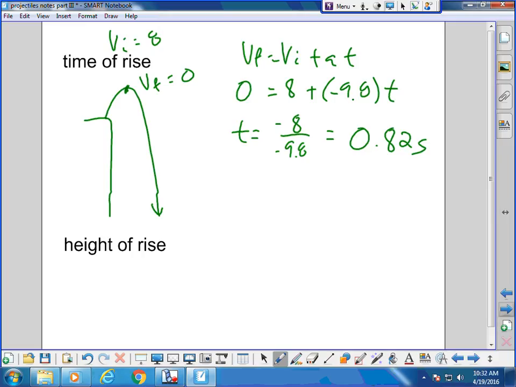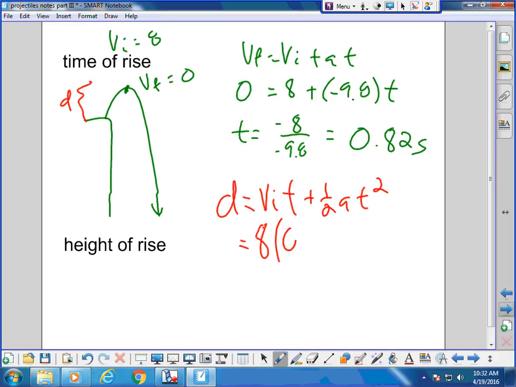Now it's asking for the height of rise. So this D right there, right? Couple ways to do it. You could go VF squared equals VI squared plus 2AD. I prefer, because it's going to give me D equals VIT plus 1/2 AT squared. 8 times 0.82 plus 1/2 minus 9.8 times 0.82, and I got to squeeze it in, squared.